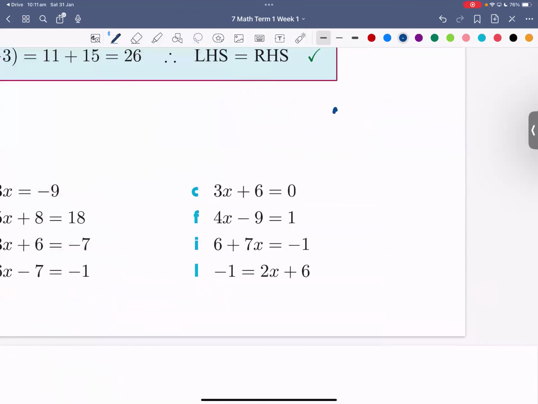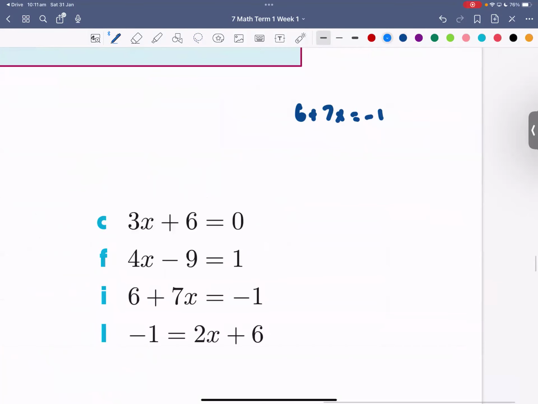I. 6 plus 7x is negative 1. What's the invisible thing in front of the 6? There is a plus in front of that 6. All right. Everyone knows there's an invisible plus in front of there. If I ask you how old you are and you say 12, you don't need to say plus 12. There's an invisible plus in front of that 12 when you tell me how old you are. It's not like a negative 12. All right. So how do we get rid of that plus 6? Minus 6. So I've got a plus 6 plus 7x, and I'm going to write minus 6. And since I did that on the left, I do the same thing on the right. So negative 1, minus 6.